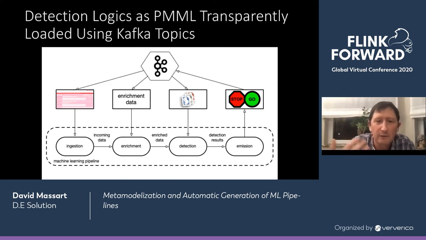And the communication between the Flink job and the external world, the way data is exchanged, is really using Apache Kafka. This means also that the detection logic can be sent that way. It's a set of rules, or the machine learning model itself, expressed as PMML, meaning that you can load it easily into the job, and you can dynamically change the detection logic at runtime, and it works smoothly.